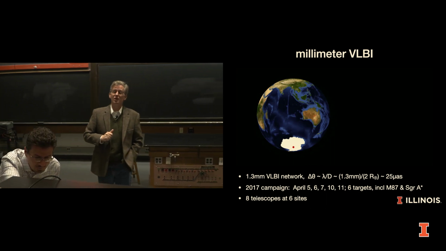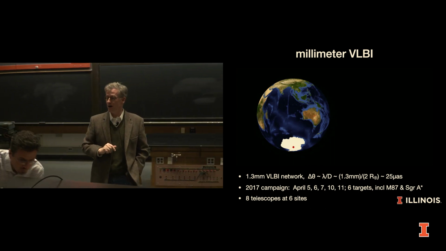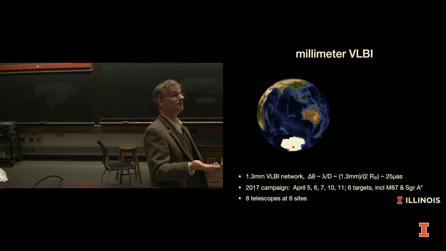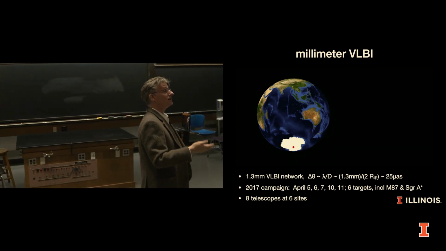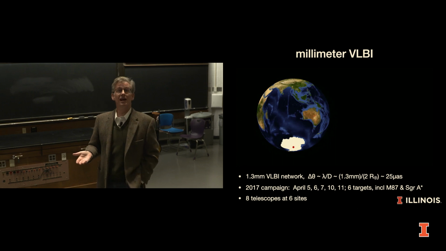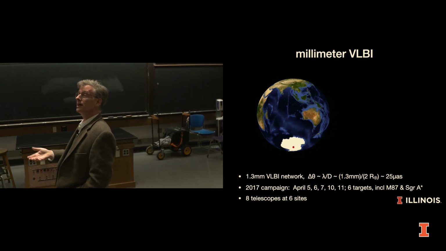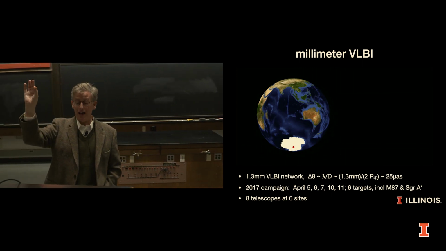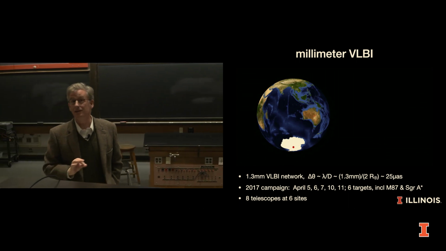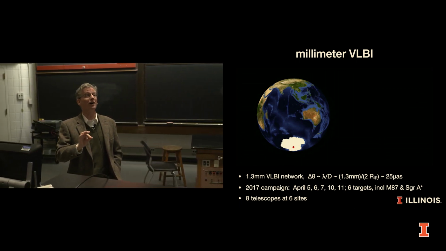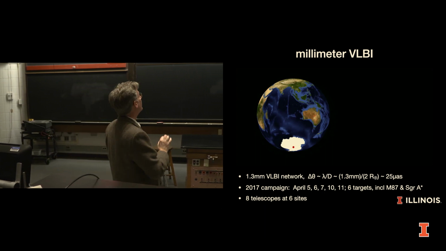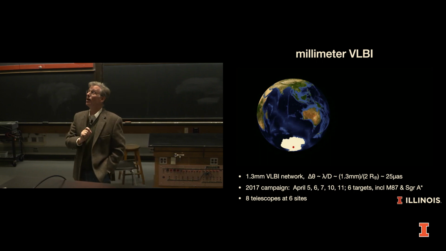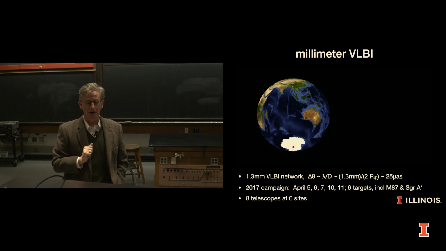Okay, so you can see I've done the calculation for you up there. You can take the wavelength, 1.3 millimeters, and divide by 2 times the radius of the Earth, which is about 12,800 kilometers, and you get a number. And that number is the angle that you can resolve in radians. And then you can convert that to a unit that astronomers like to use, which is micro arc seconds, okay? And that gives you that number over there at the right, 25 micro arc seconds. That's what we can resolve using these telescopes spaced around the globe.